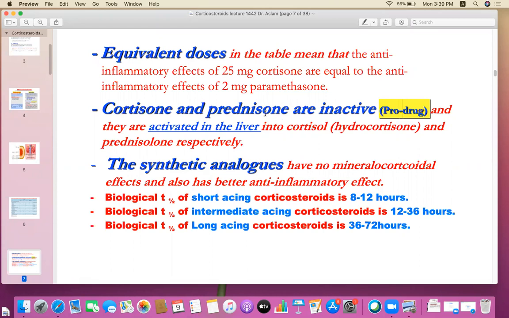Same, prednisone is inactive outside. It is available in the form of tablet, syrup, for example a syrup bottle. It is inactive. But when I take this tablet of prednisone, the liver in my body converts it into prednisolone. So that's why it is called a prodrug. Prodrug means it is inactive outside the body. When we take it, our body metabolizes it by the liver and converts it into the active form.